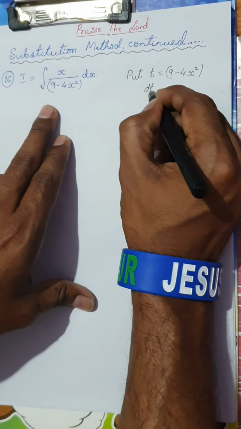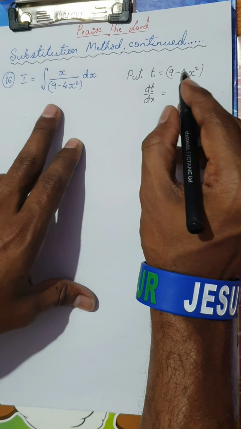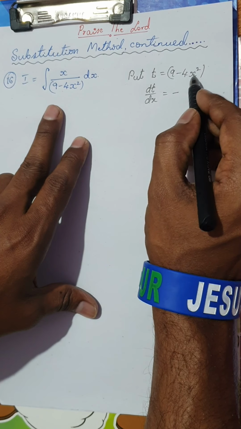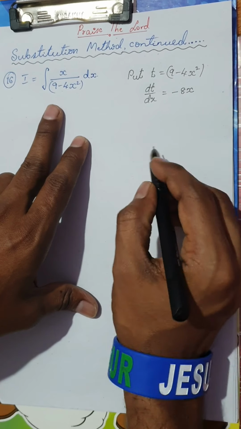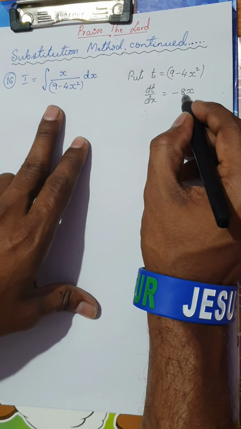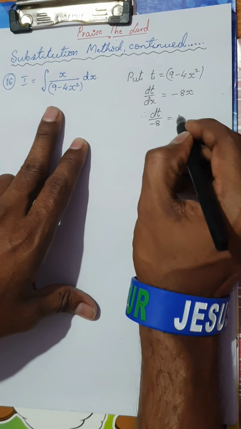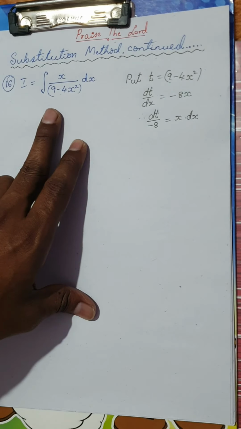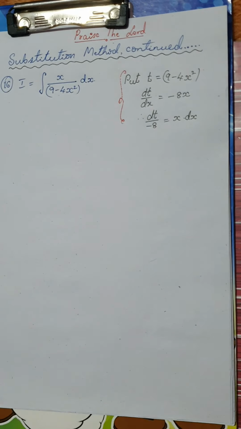Now if you differentiate with respect to x, dt by dx would be: 9 is a constant and minus as it is. Now derivative of x square would be 2x. Now 4 multiplied by 2 would be 8x. Therefore now I will divide by minus 8 here. So dt by minus 8 would be x into dx. Very simple, isn't it? So this is the substitution part. Let me keep it aside.